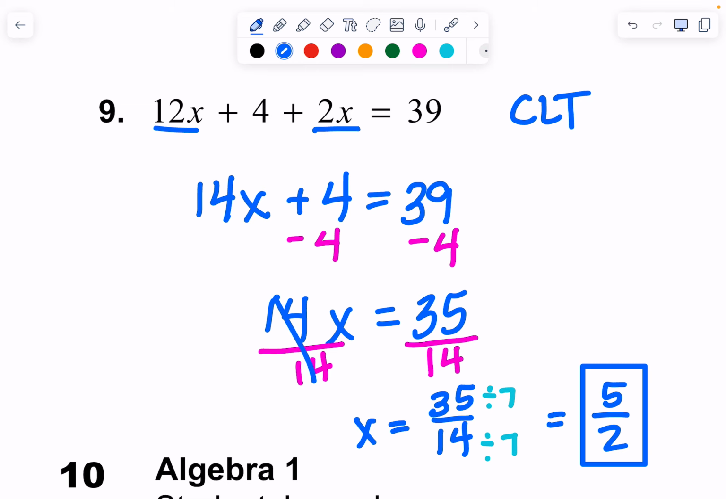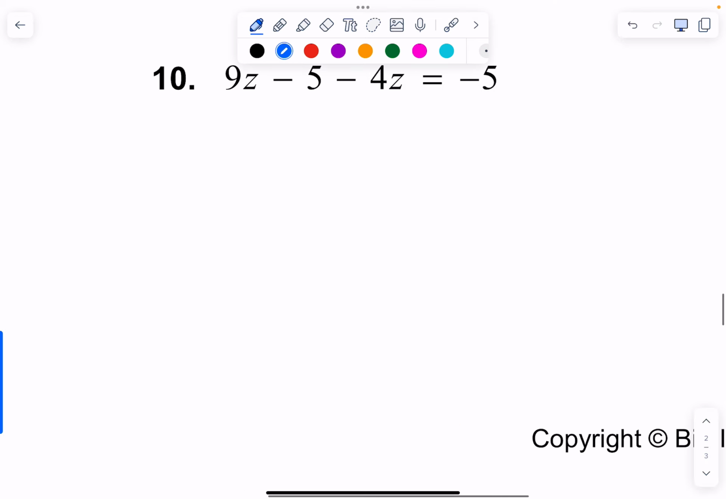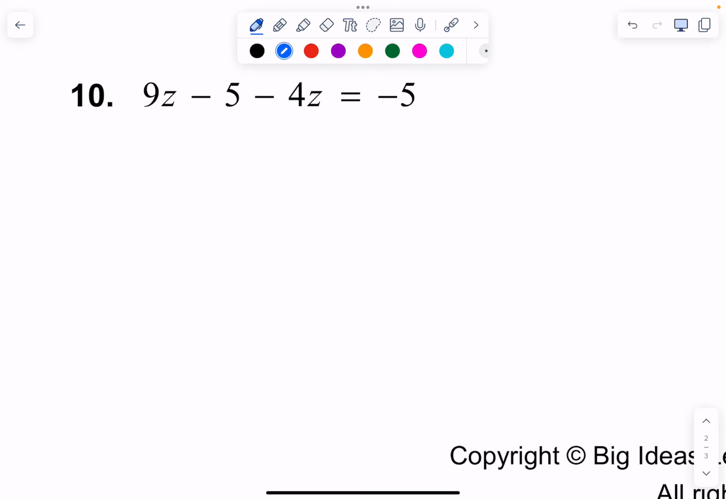All right, how about you work on number 10? You try number 10. Ready, set, go.